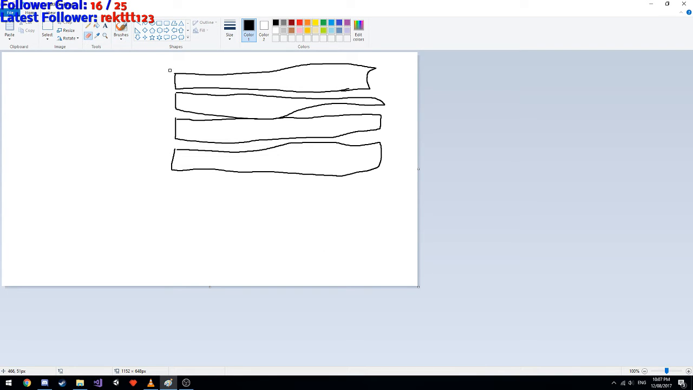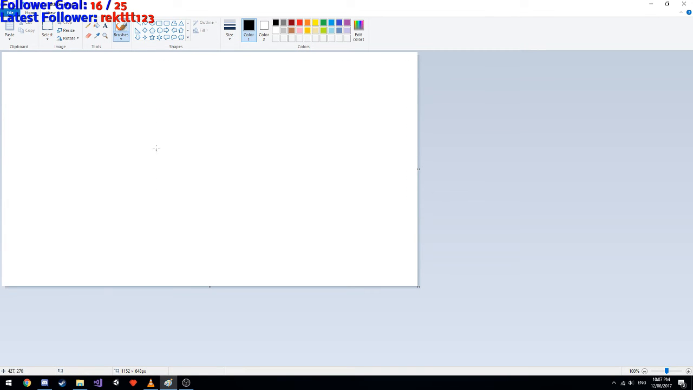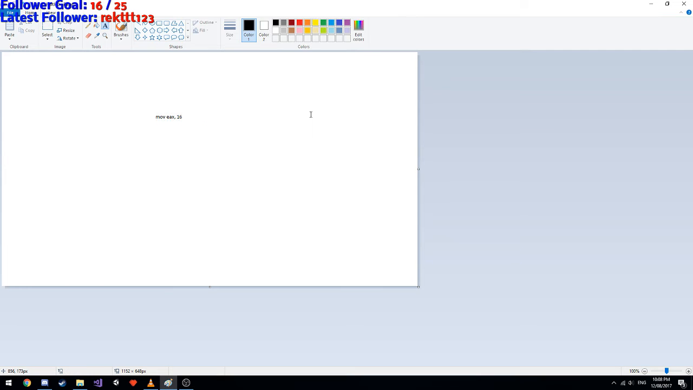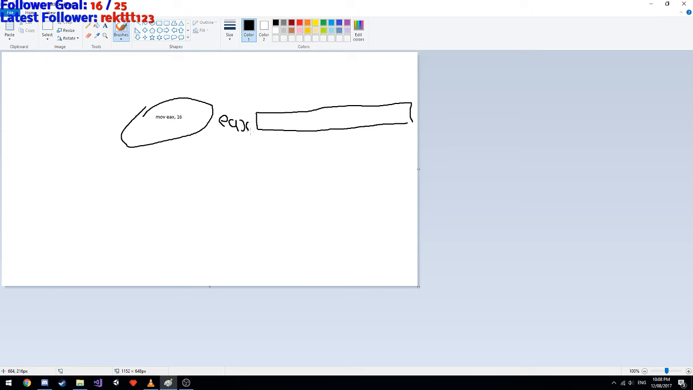But anyway, knowing the fact that we have registers, we can then look at certain commands. So a command like MOV EAX, 16 actually means that in that EAX register, we're now setting the bytes for the number 16.